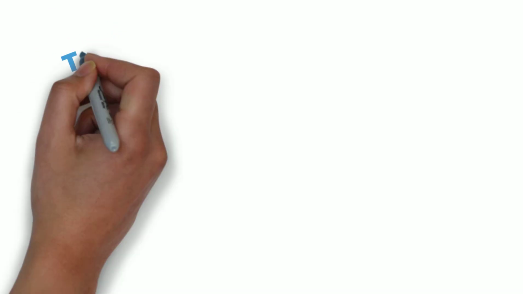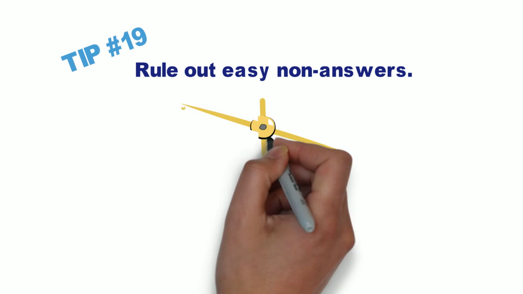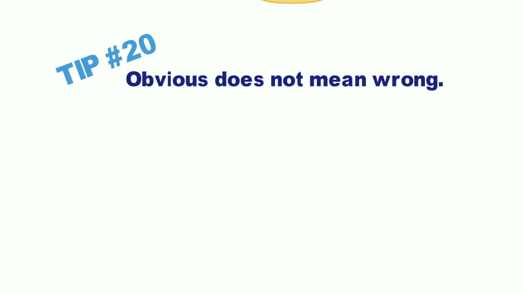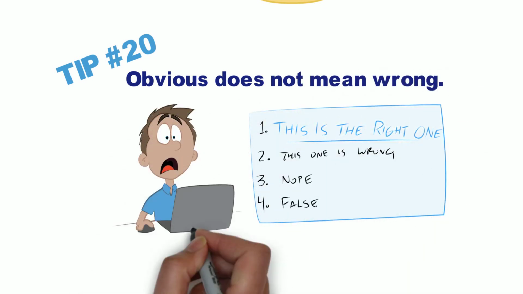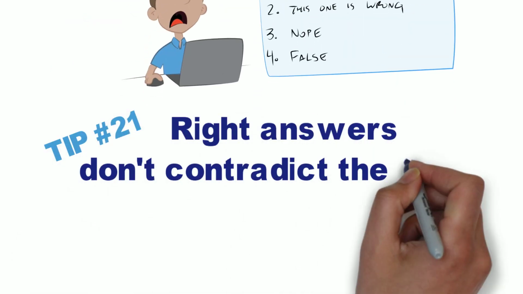Tip number 19, if a question's tough, rule out the easy non-answers. If you narrow it down to 2 possible right answers, just pick the first one and move on. If you're too much of a perfectionist on tough questions, you can burn time and sabotage odds on the easier ones. Tip number 20, just because an answer seems obvious doesn't mean it's wrong. Sometimes a question can mess with your mind by being a little too easy. Tip number 21, remember, right answers don't contradict the facts.